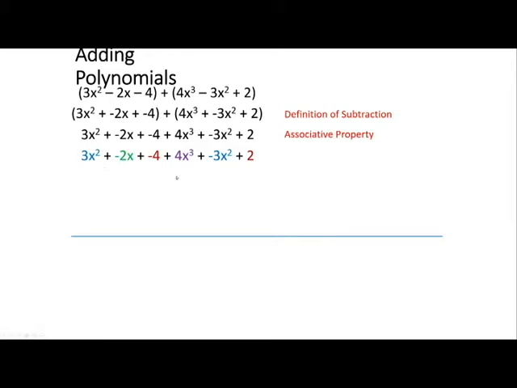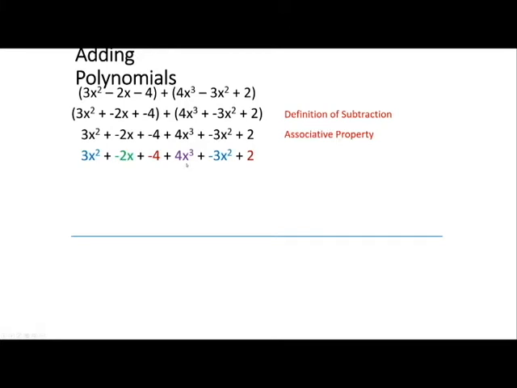Notice that my 3x squared and my negative 3x squared are both blue. My negative 2x is green. My x to the third, or 4x to the third, is purple. And my negative 4 and my 2 are kind of a burnt red or brownish red along the way. All I've done there is color code. And the reason I did that is because I want to use my commutative property to rearrange this so my like terms are together.